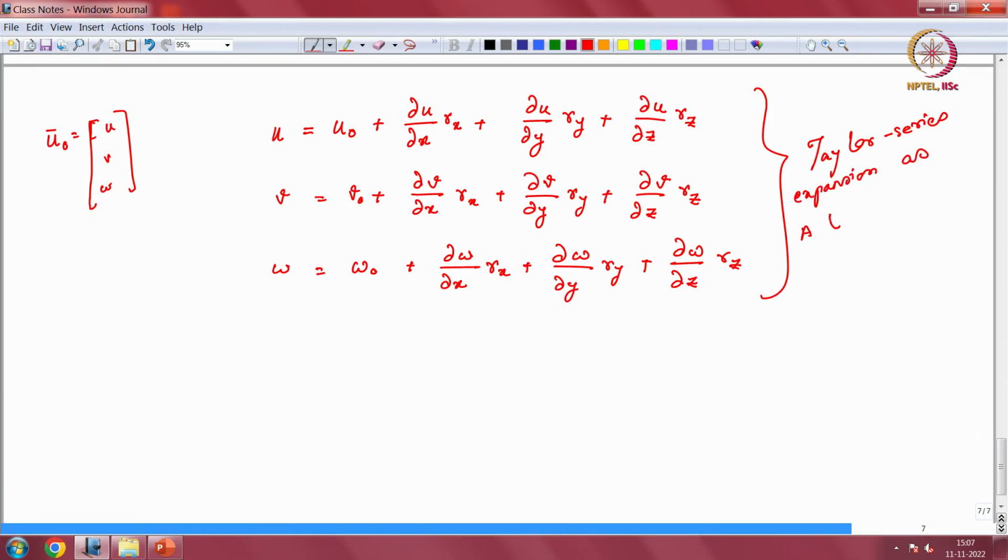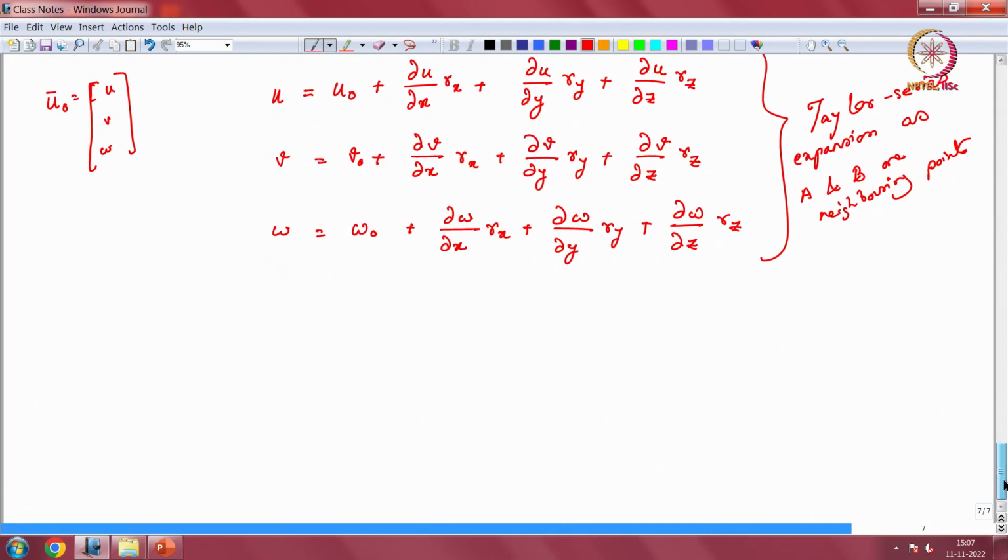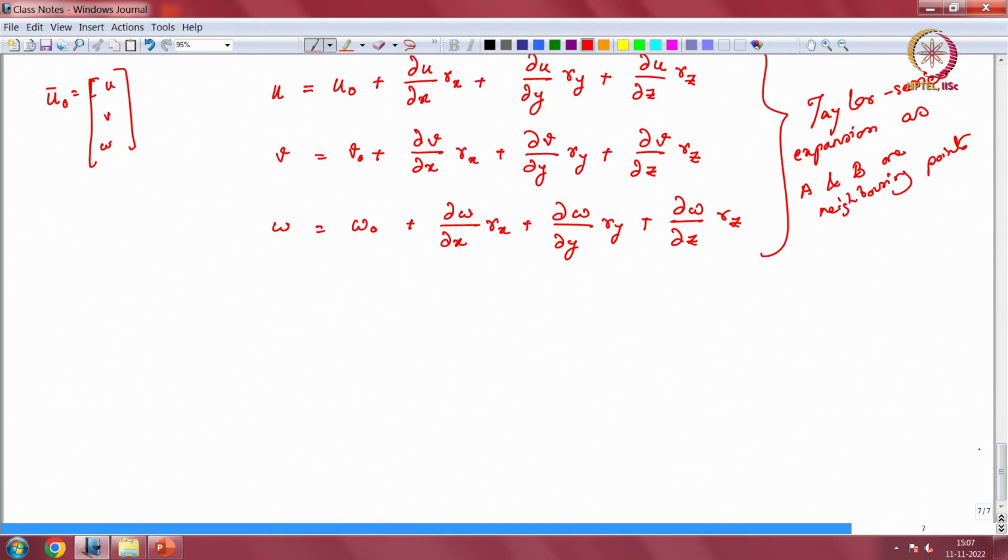As A and B are neighboring points, meaning they are separated by a very small distance dx, dy, dz, that's why we are able to apply these. Right. So my vector u naught is basically u naught, v naught, w naught. I missed that naught here.